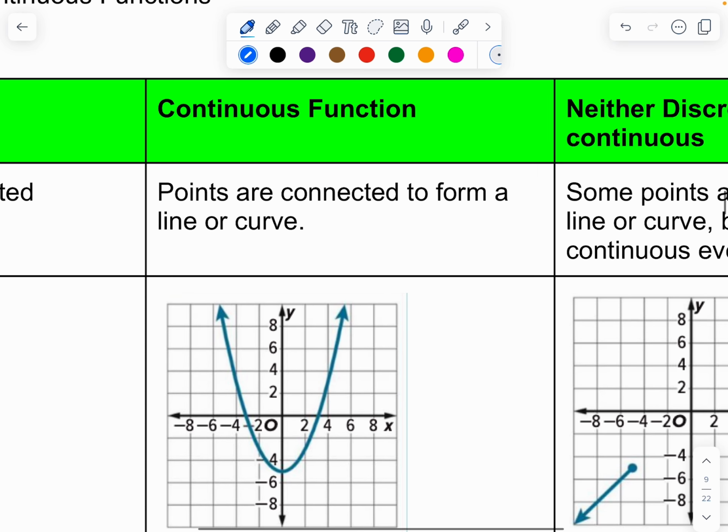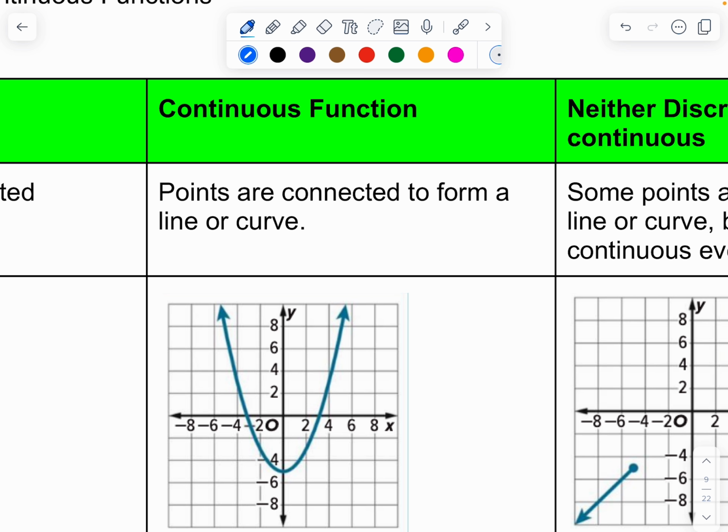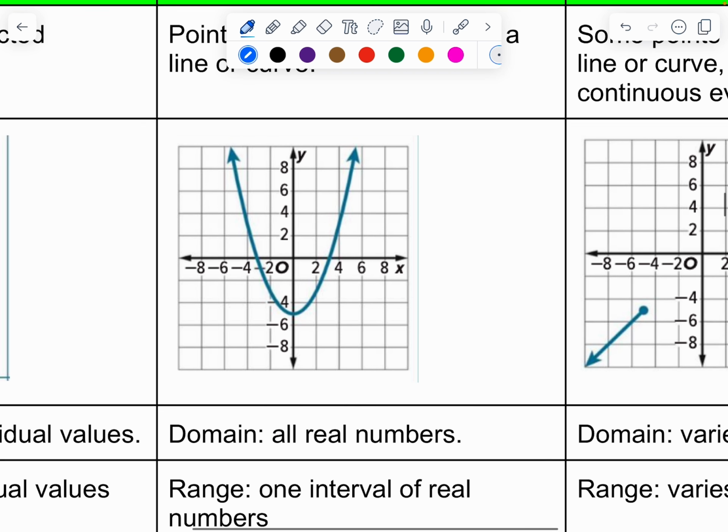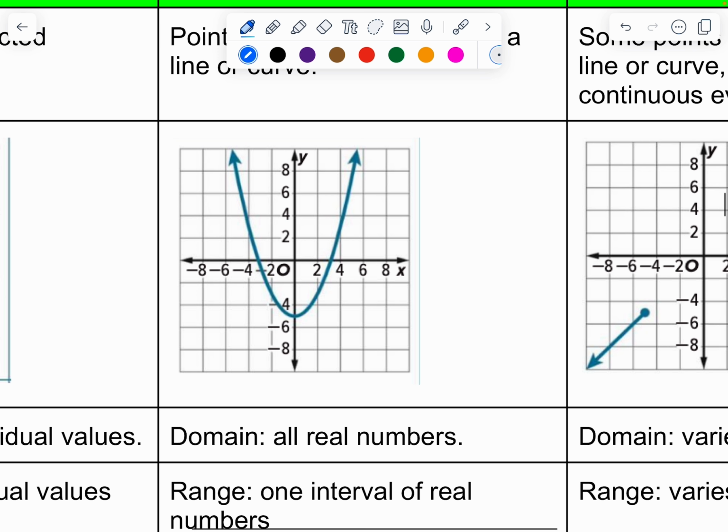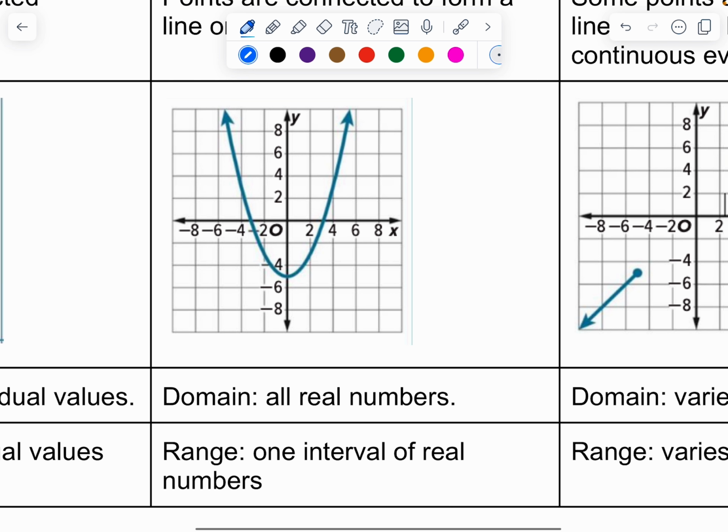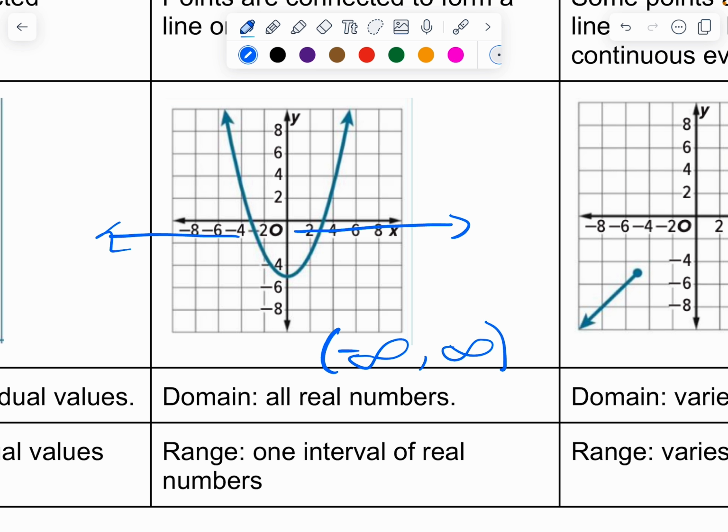Okay, the next one is continuous function. Points are connected to form a line or a curve. So these points are all connected. The domain is all numbers. So all the numbers this way, all the numbers this way. So that would be written like so.